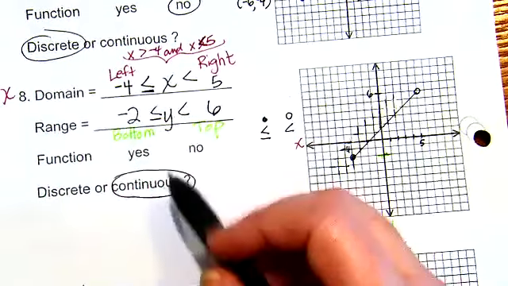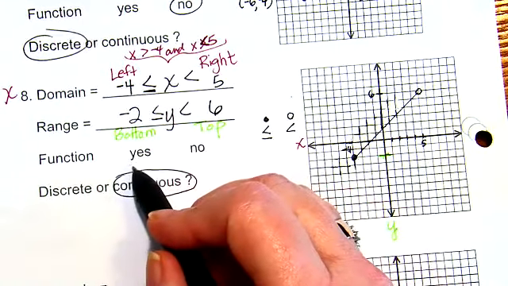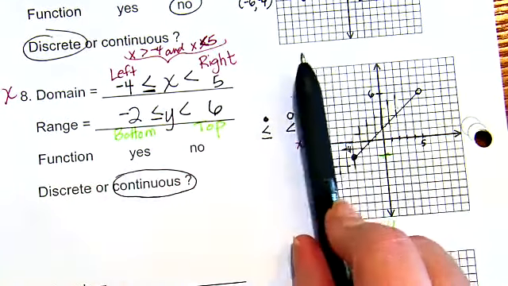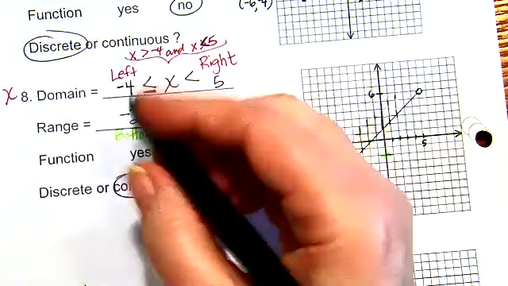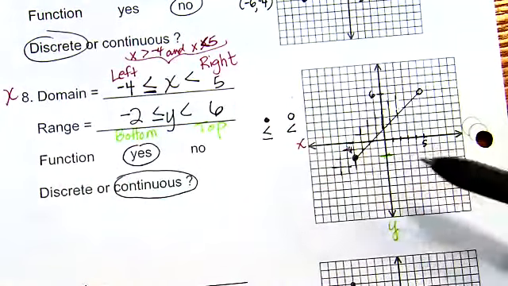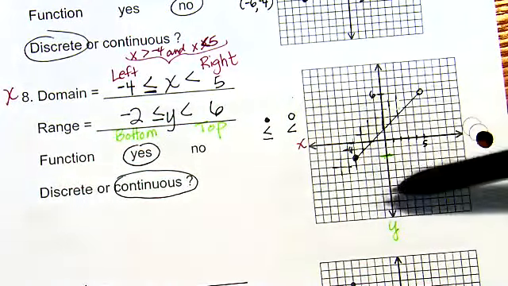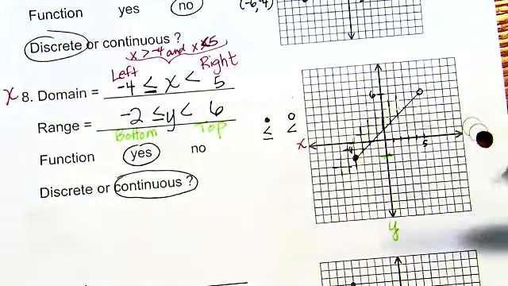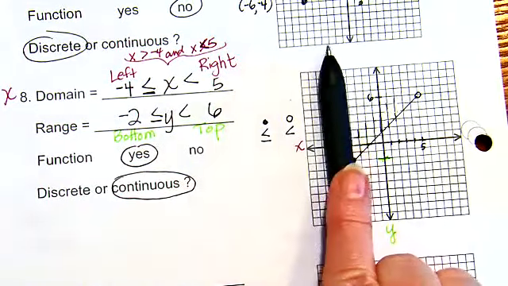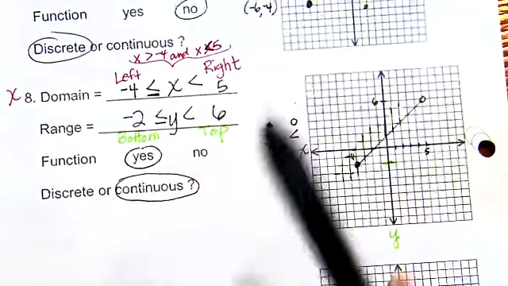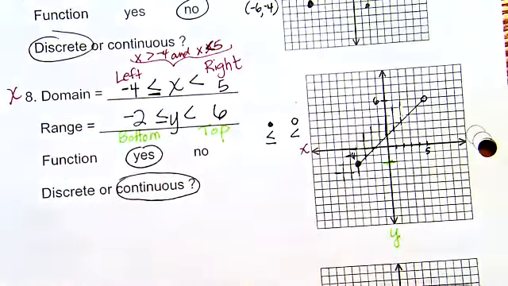So let's see, is this a function? We're going to use that vertical line test, and it passes. I never see it stack up vertically. It just goes right across, and it's only touching one time. So that's some help with number 8.